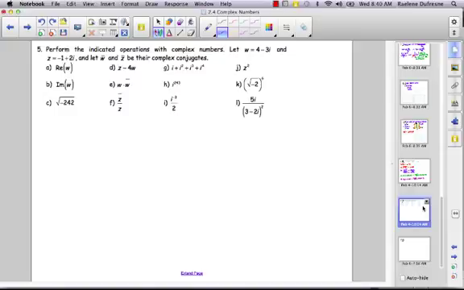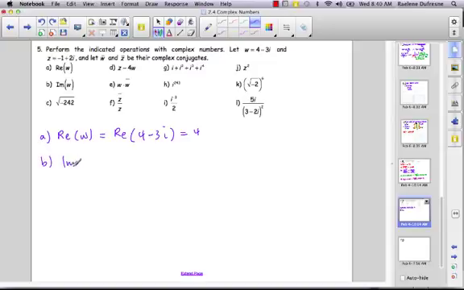Okay, in the last example we have some indicated operations to perform with complex numbers. So here we're given w is 4 minus 3i and z is negative 1 plus 2i. W bar and z bar are their complex conjugates. So let's work out the real part of w for part A. The real part of w equals the real part of 4 minus 3i, and that is the real constant or coefficient of 4.